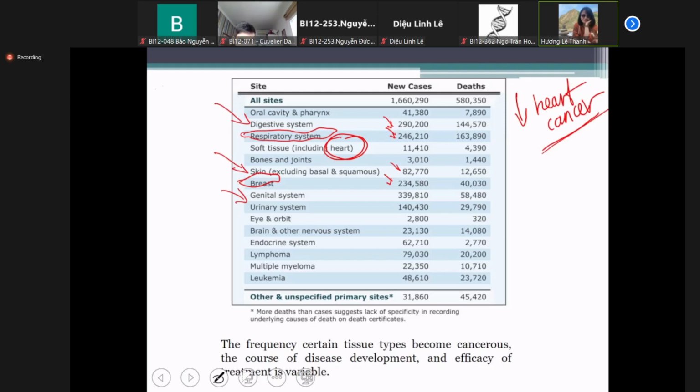It is a very, very rare case that we have a cancer cell originating from a heart cell. So heart cancer is a very rare case here, and in soft tissue cancer, they include the heart tissue here, but we don't really have heart cancer because the level is too low. You know why?